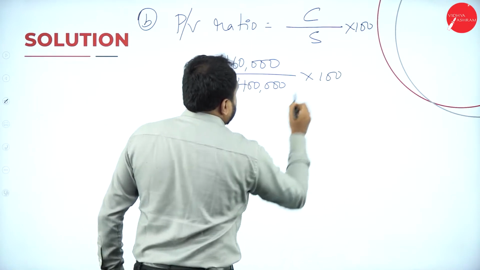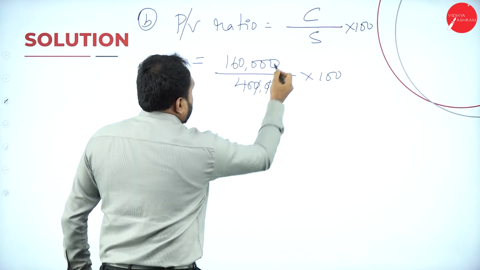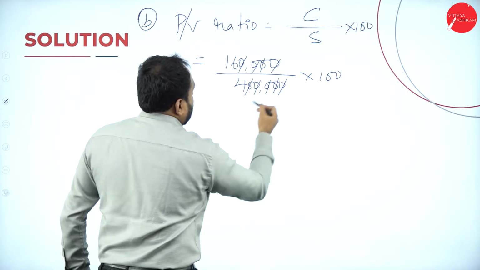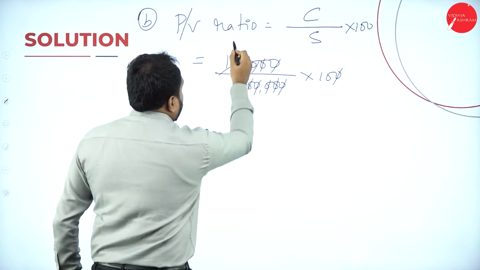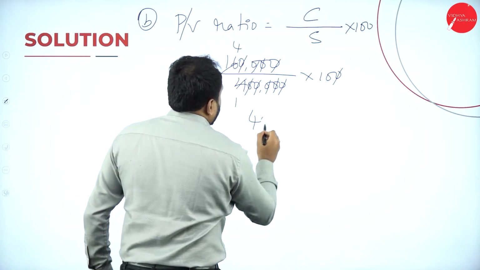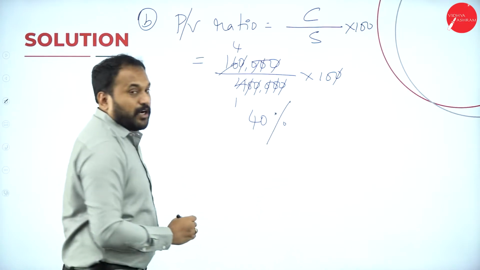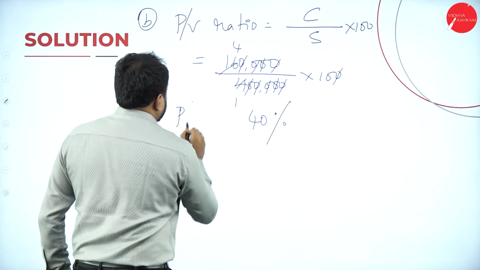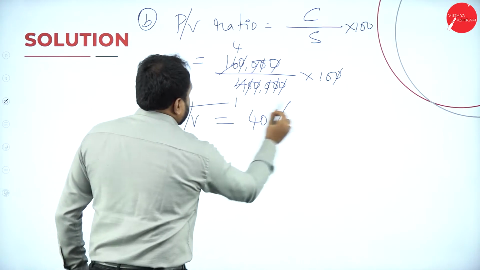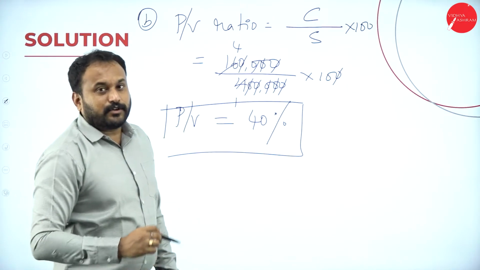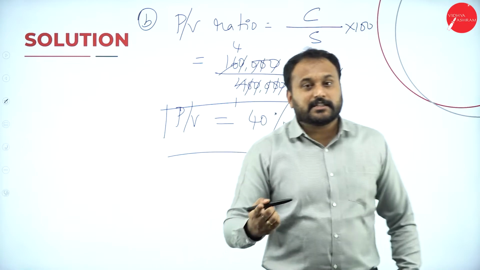into 100. Now 4 into 10 is 40. PV is always written in what? Percentage. So PV is equal to 40%. So I got my PV. So we are done with the second question, that is PV ratio.